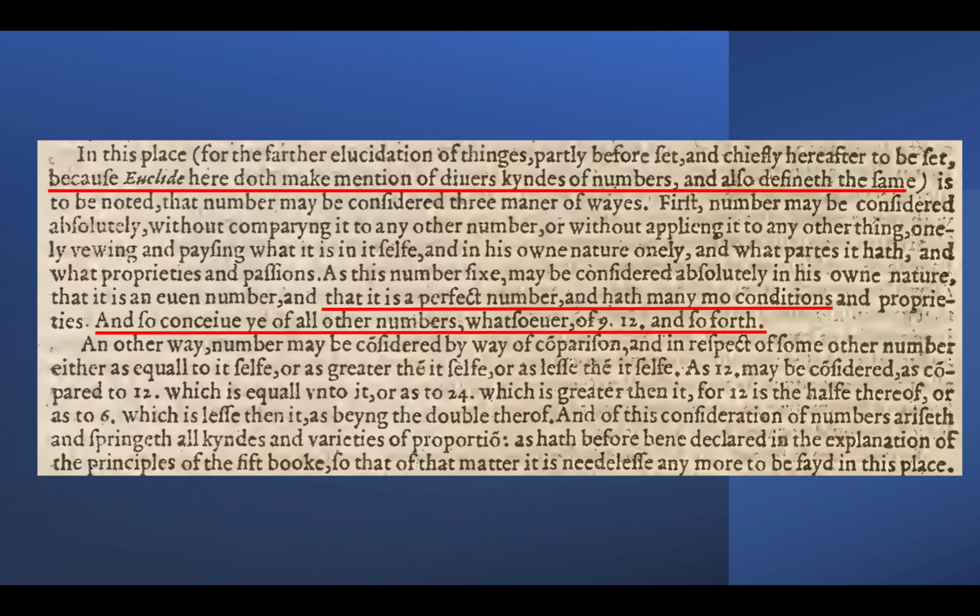9, 12, which we've seen, and so 14. And he also, in the next paragraph, goes on to talk about 12 and 24 again. You're going to see a lot of these. They're also, well, 12, half thereof is 6, a perfect number, and 24 is 4 times 6. So this perfect number of 6 is both a factor of 12 and 24, which is probably one of the reasons why 12 and 24 are so important, which is less than it as being the double thereof, and of this consideration of numbers ariseth.